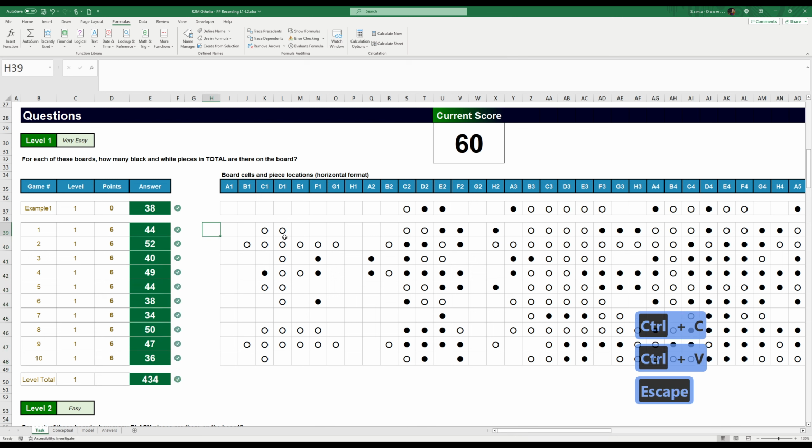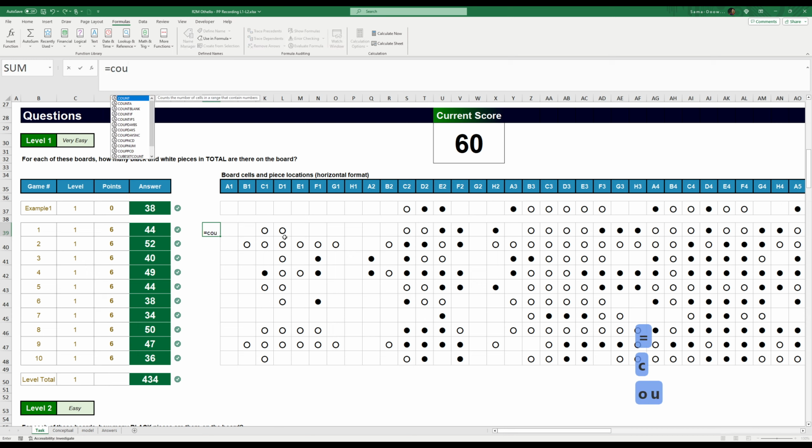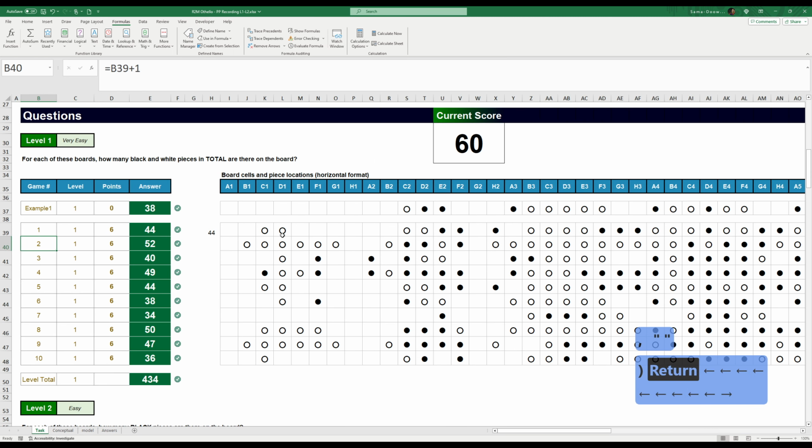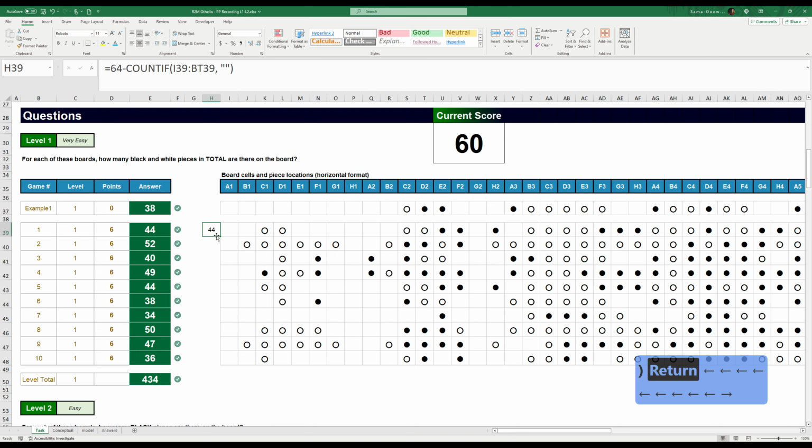Then another way is I will use the COUNTIF. So I will count how many of the blank cells. Then I will minus them from the 64. So I must use the 64 minus COUNTIF, this one equal to the zero length string. See, like this, I will get the same answer. Okay, this one and this one.